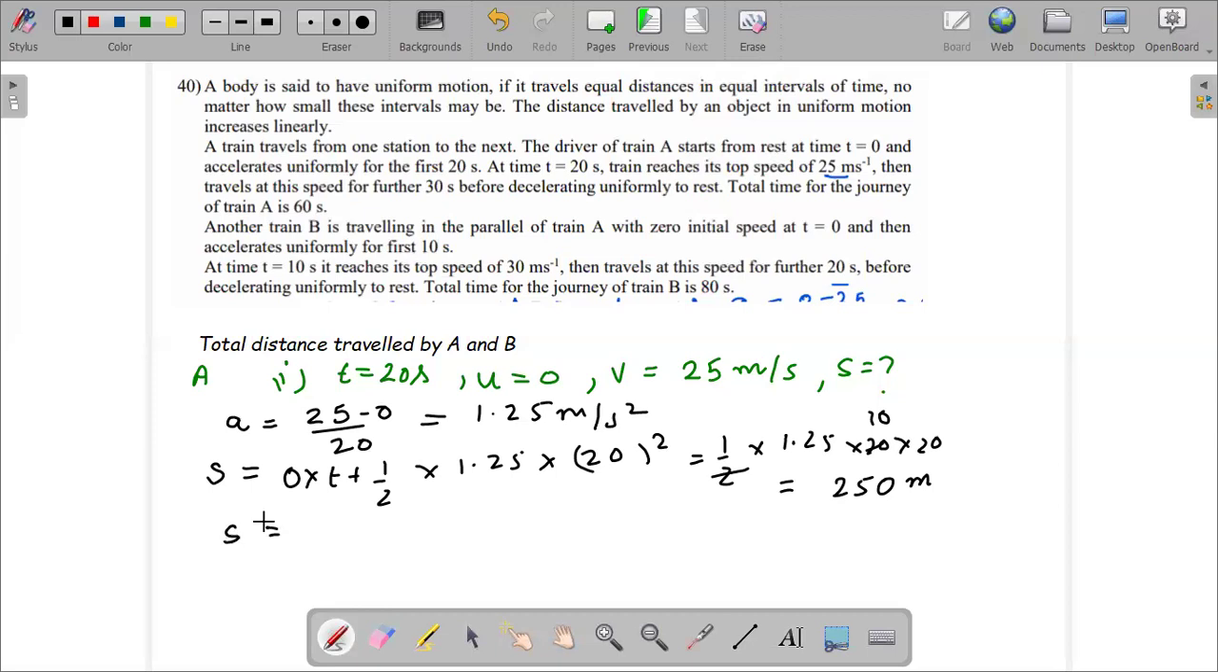We get S equals to, for the next part of the journey, time equals 30 seconds. But the initial velocity of the train is not 0. The velocity of the train is 25 meter per second. So it's 25 multiplied with time, which is 30, plus 1 by 2 multiplied with acceleration, which is 0. So for this part of the journey, you see that the acceleration is 0.